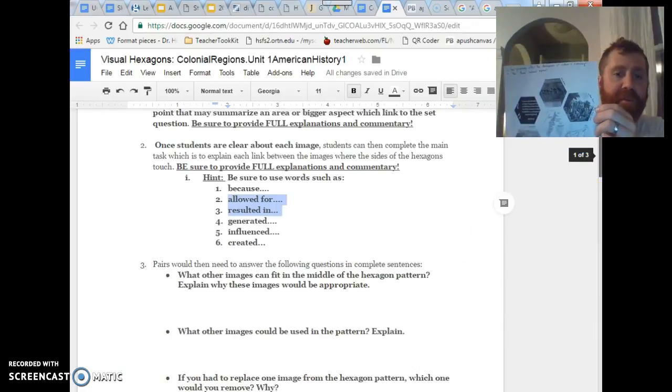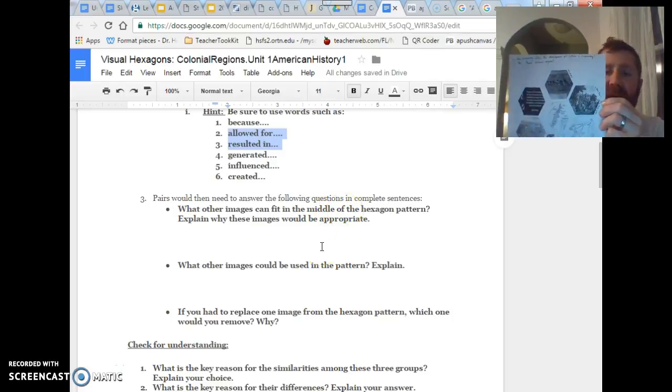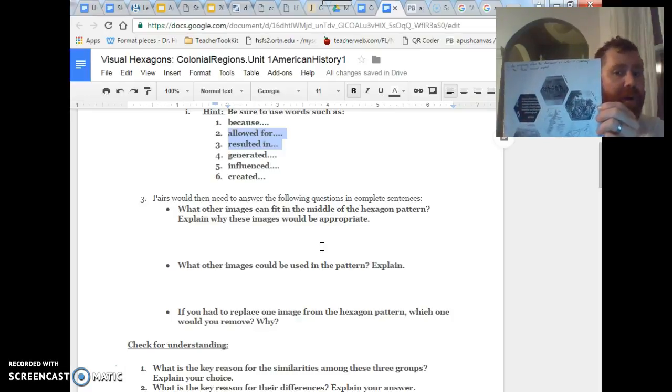After you're done with step 2, this is when you finally look at the middle image. What other images can fit in the middle of the hexagon pattern? The middle hexagon pattern kind of sums up as a summarizing image. So when you're looking at what other images would fit in the middle of the hexagon pattern, you want to think about an image that could sum up the colonial regions as a whole.